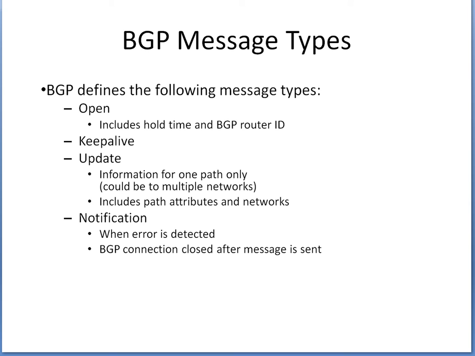Update carries information for one path. If a path change happens, or if an attribute on a path for a particular network changes, then it is sent as an update. Notification: when a particular network or path goes down, or if a connection is closed, it is sent as a notification. So these are the four different message types that we have: open, keepalive, update, and notification.